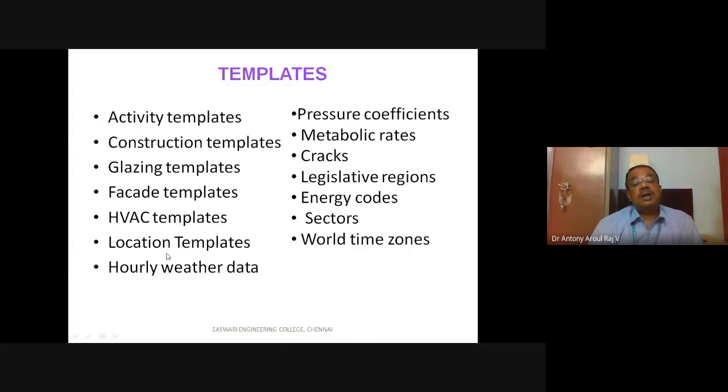Okay, so in what location is it? Hourly weather data, pressure coefficients, metabolic rate, tracks. All these things I think we have found in our heat load calculations. So legislative regions: in which region are we doing the calculation?